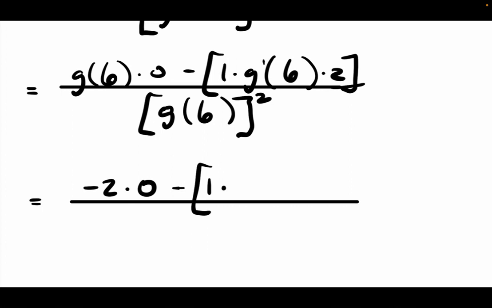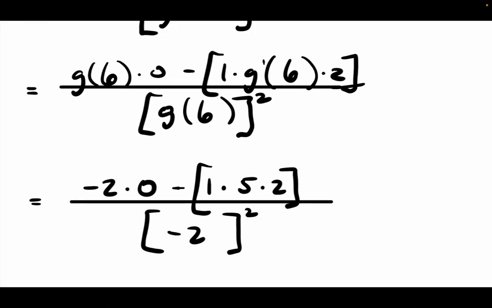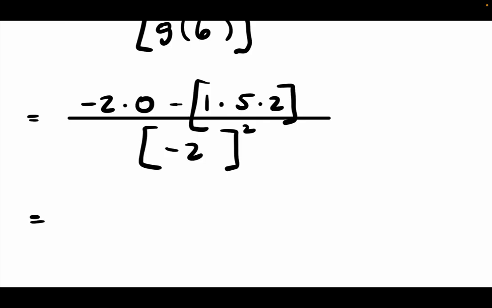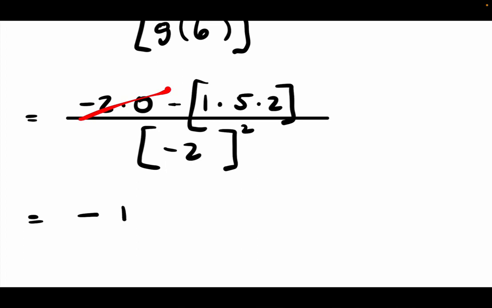What is g prime of 6? Positive 5, times 2. g of 6 was negative 2. We said that earlier. So you're just going to put a negative 2 in there. Negative 2 times 0 is 0. Negative 10 over 4, which equals negative 5 over 2.